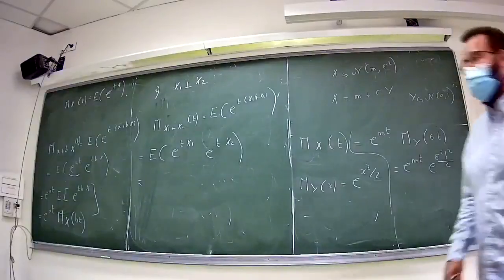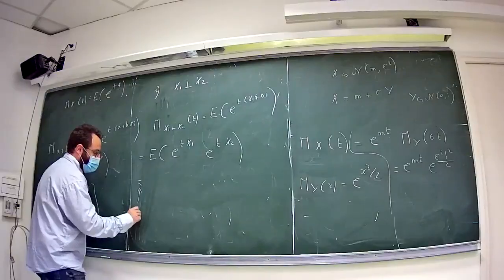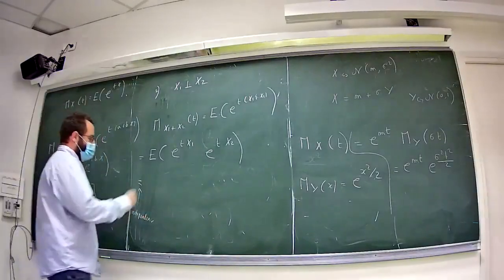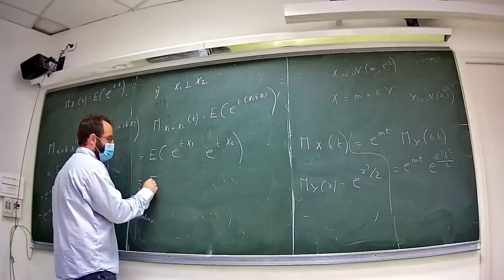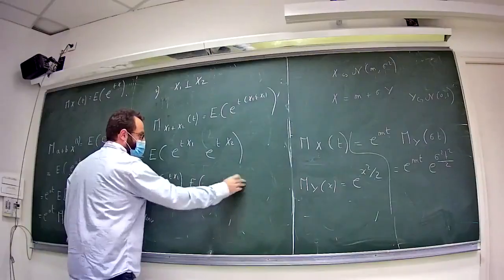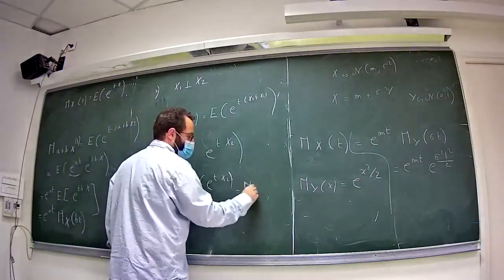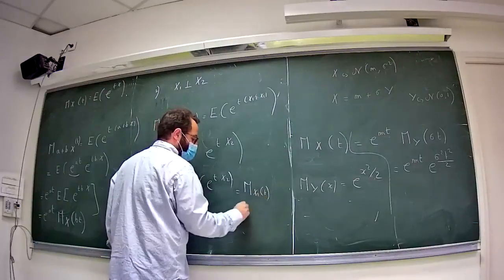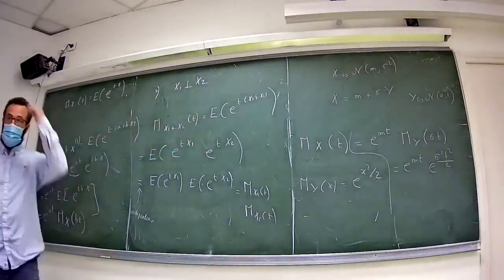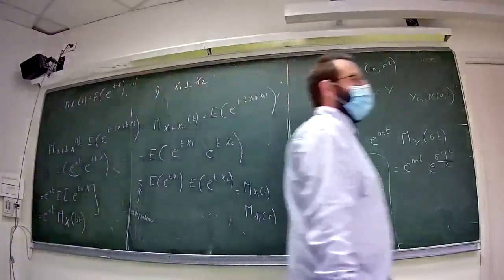Here, the exponentials. So by independence, then I have the expectation of exponential t x1 times the expectation of exponential t x2, and I have just by definition M x1 of t times M x2 of t. It's just a basic consequence of independence. Okay? A basic consequence of independence.